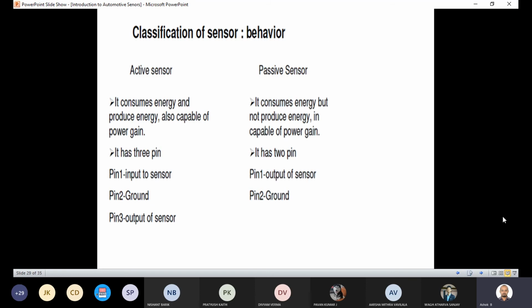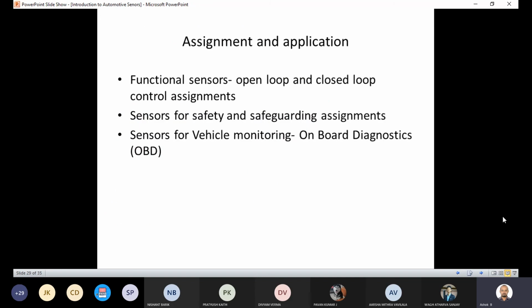So the active sensor consumes energy and produces energy, and is also capable of power gain. Whereas the passive sensor consumes energy but does not produce energy or provide power gain. The active sensor consists of three pins: the input to the sensor, ground, and the output value. Whereas a passive sensor has only two pins, one is the output and one is the ground. There is no need for a power consumption connection.